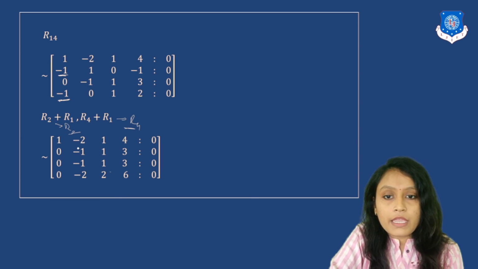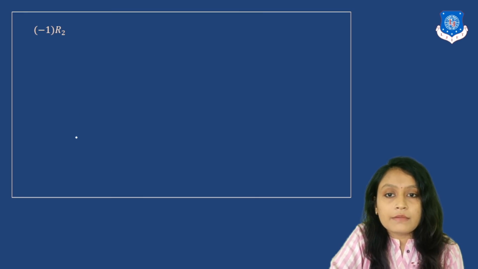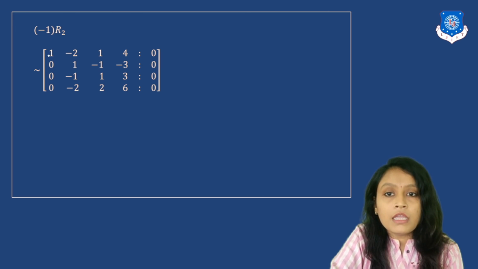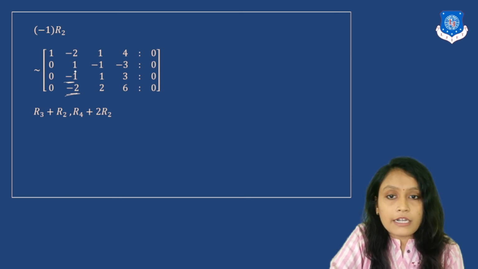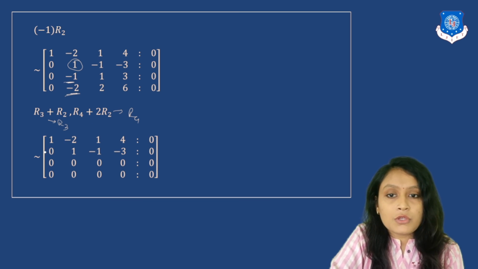Now the next step is to make 1 over here. So we will multiply it by minus 1. So minus 1 R2, okay? The other 3, that is R1, R3 and R4 will remain as it is. And here we have 0, 1, minus 1, minus 3 and 0. Now the next step is to make 0 at these two places. So what we will do? R3 plus R2, consider this leading one. We'll make changes in R3, and to make it 0 over here we will write R4 plus 2R2, and we'll make changes in R4. So you will get this first and second row as it is.